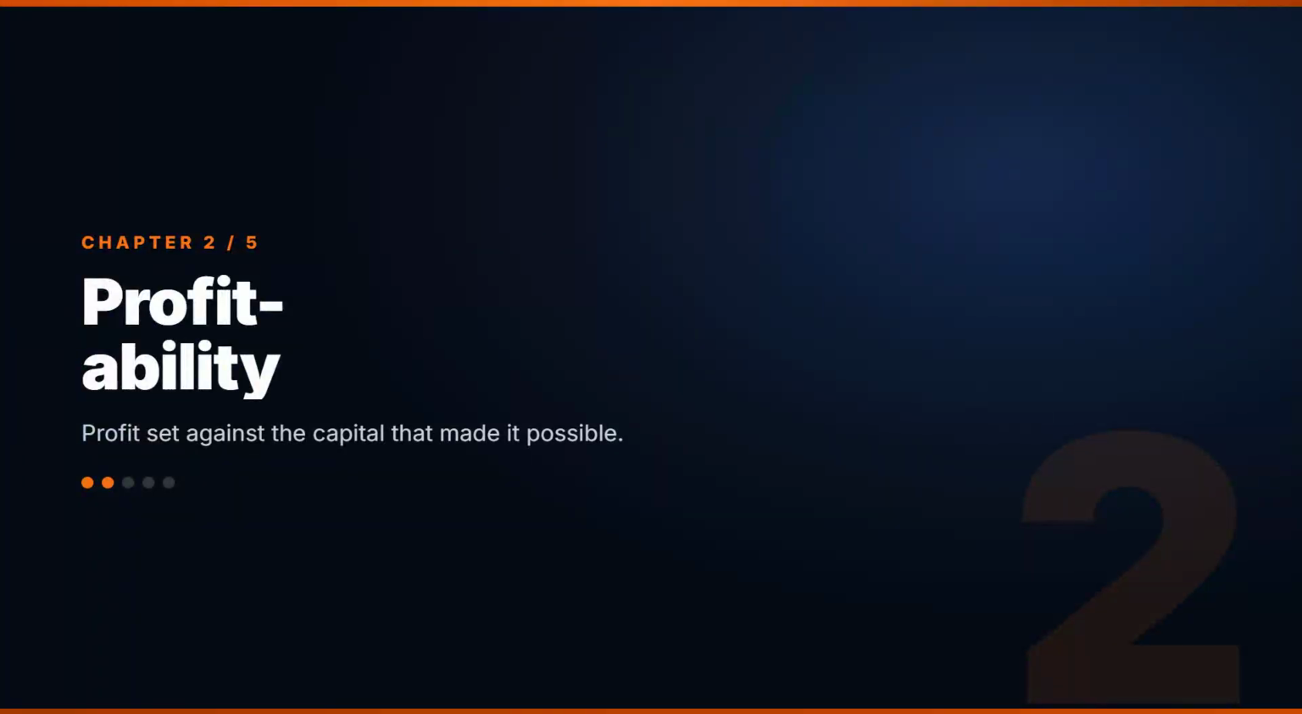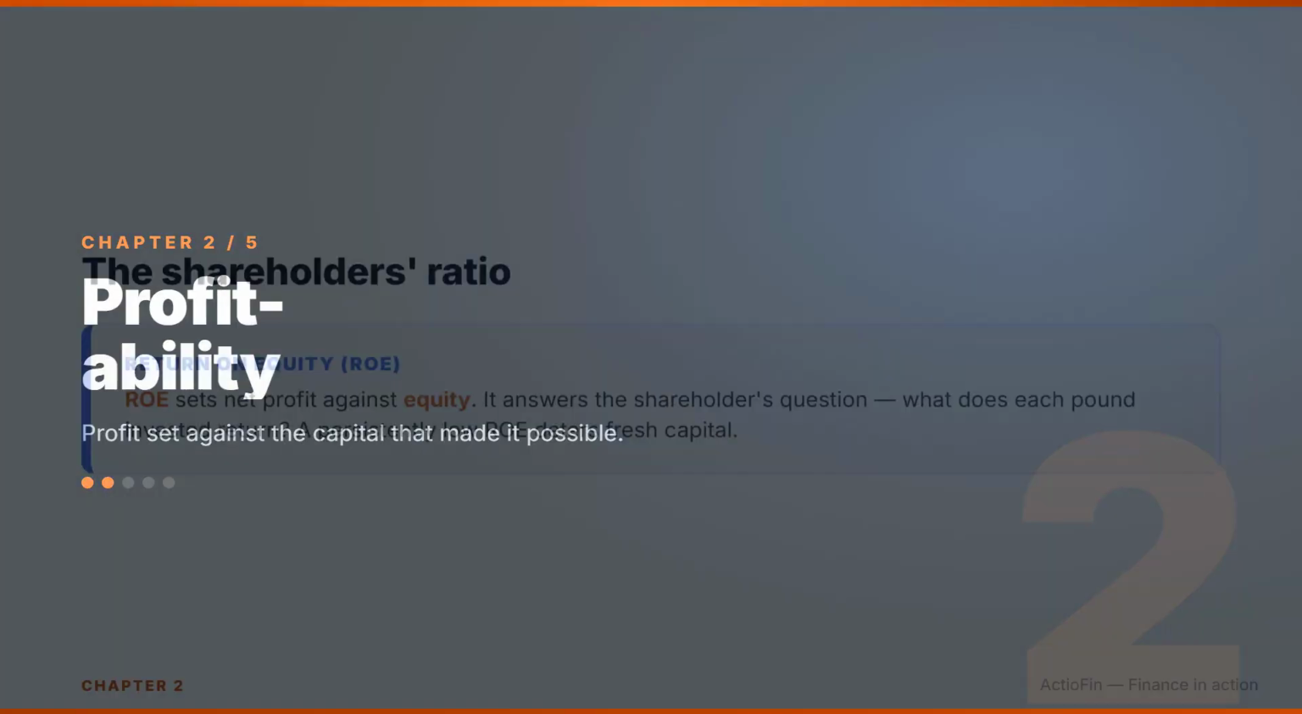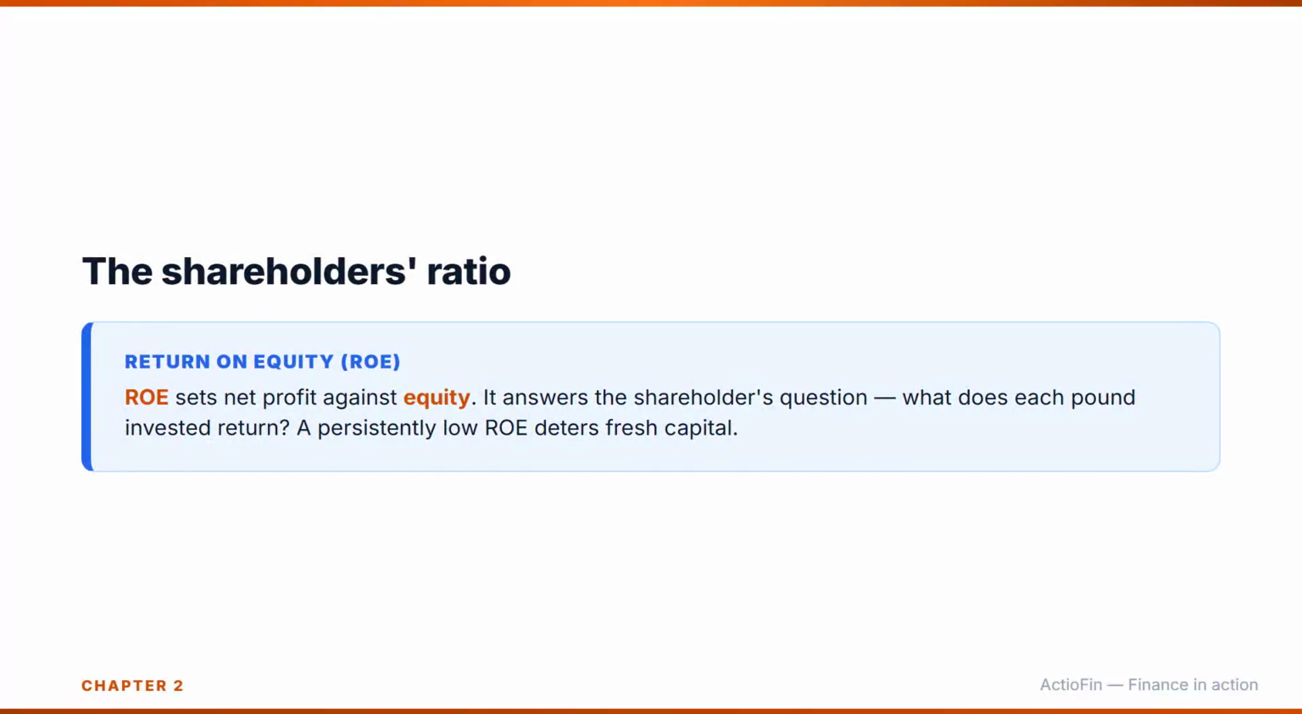Chapter 2. Profitability, profit set against the capital that made it possible. The first profitability ratio, return on equity. It sets net profit against equity. It answers the shareholder's question, what does each pound invested return? A persistently low ROE deters any fresh capital.